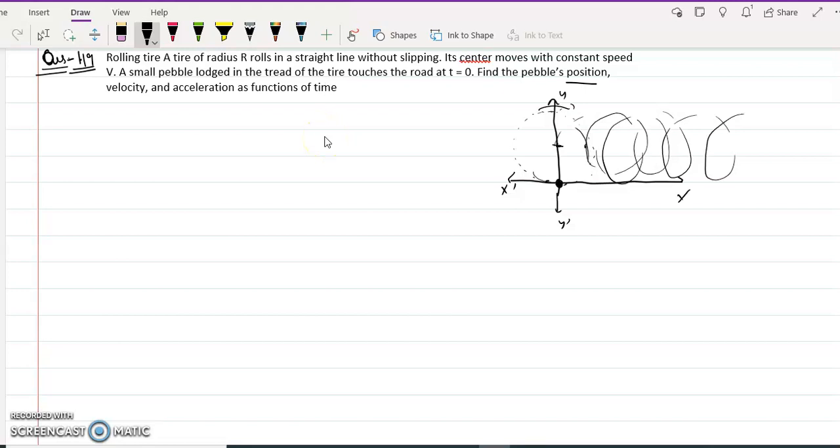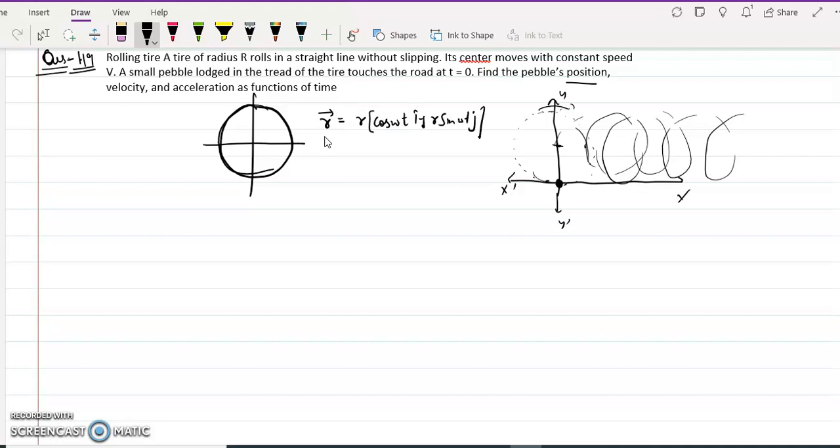For this, we know that if a particle is moving in a circle as r cos omega t I cap plus r sin omega t j cap, and this is the position vector, and suppose this is our x-axis and this is our y-axis, then at t equal to 0 the particle position will be r I cap. As t increases, the cos term will decrease and the sine term will increase. So the particle will move in this way.